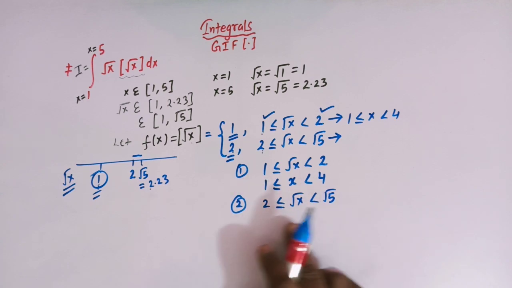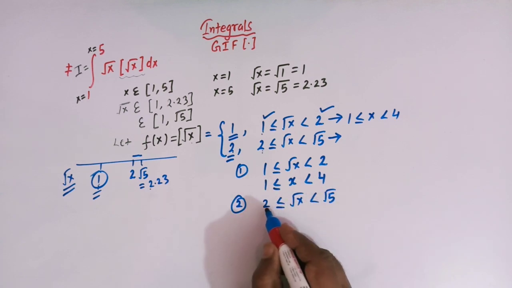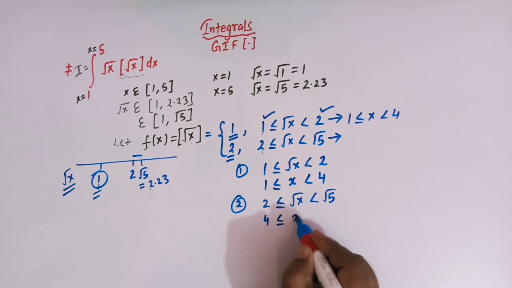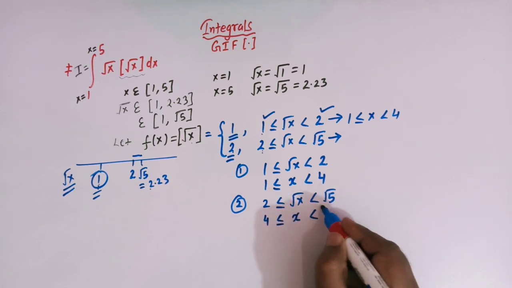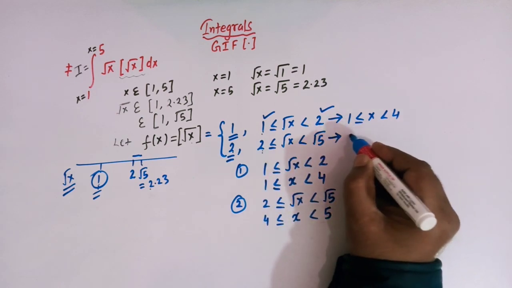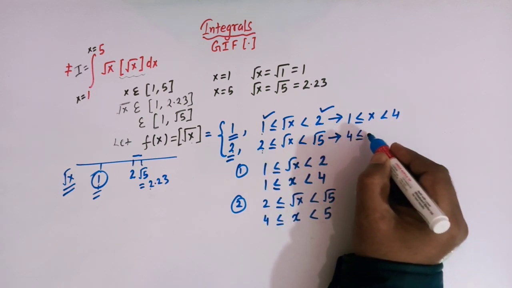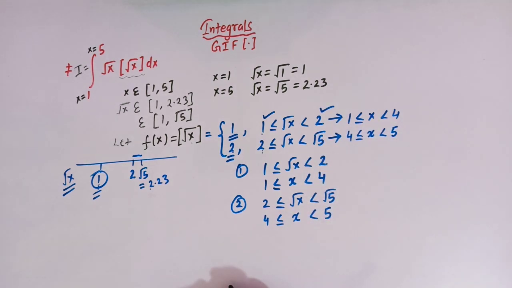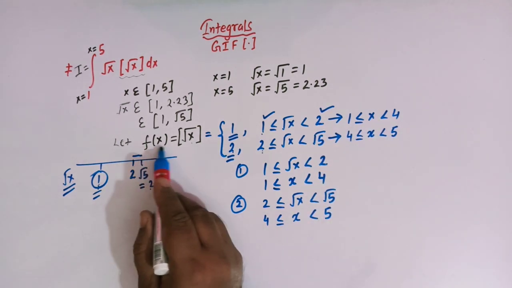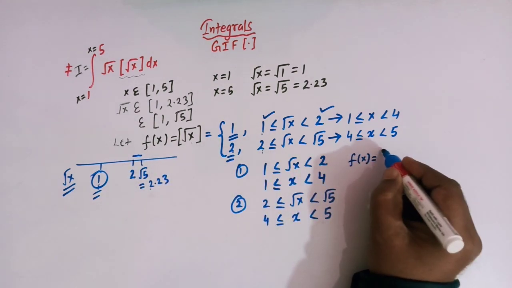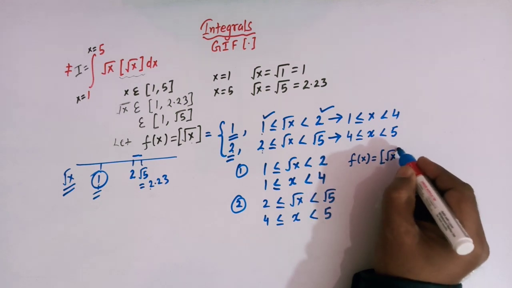Now if we square throughout, then 2 squared is 4, root x squared is x, and the square of root 5 is 5, right? So now this inequality is equivalent to 4 less than or equal to x, less than 5, right? So now we can redefine f of x like this. See, f of x is the greatest integer of square root of x.